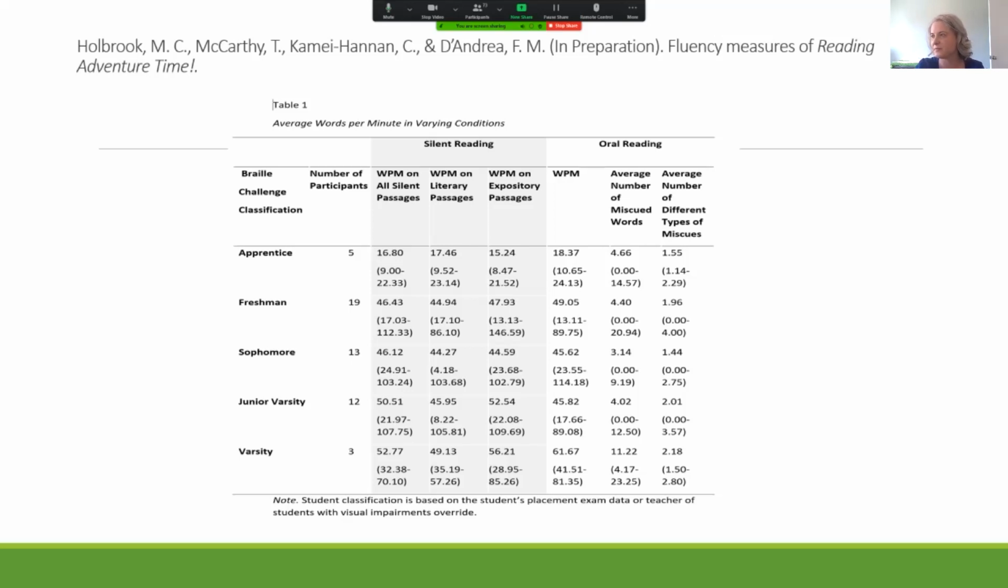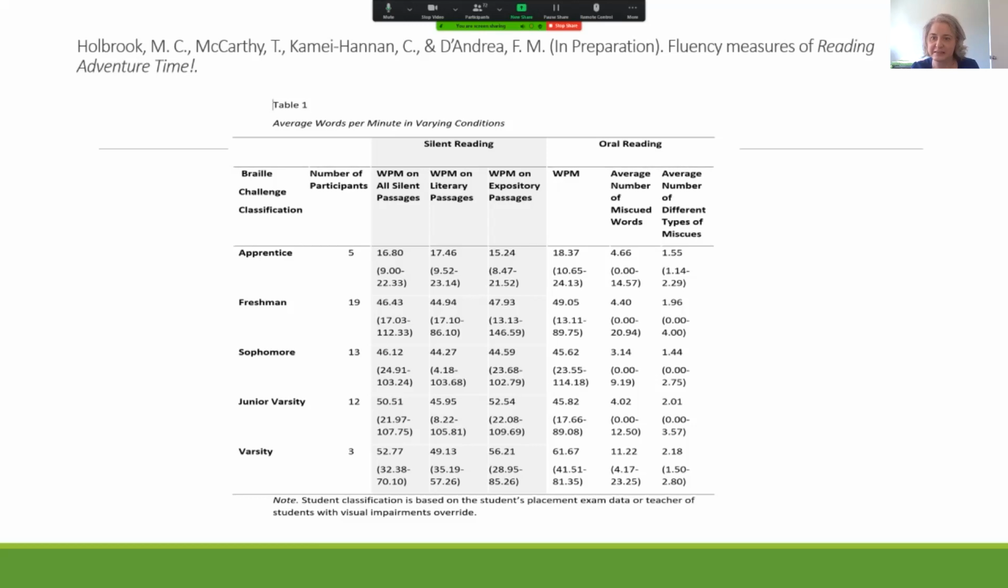And you can see we don't have a ton of students, particularly in varsity and apprentice. But it's going to give you reading speeds for silent words per minute. There's the average plus the range. So the average was about 17 words per minute and 9 to 22 words per minute. Literary was very similar. I'm not going to go through all these numbers, but they're very much on target with what we've been seeing. So different types of silent reading passages. We've got word speeds for different types of oral passages and the number of miscues students were making.